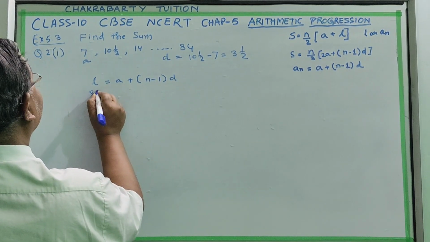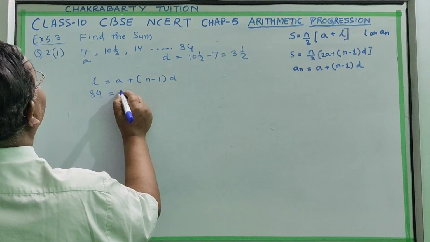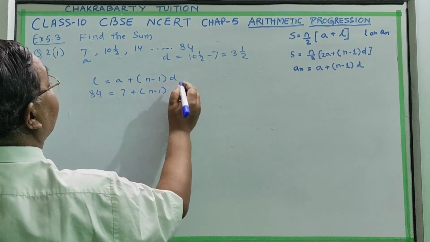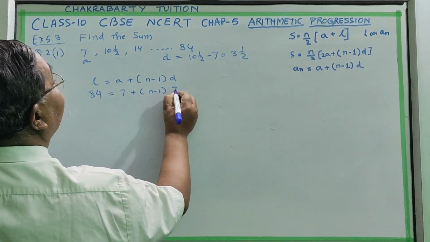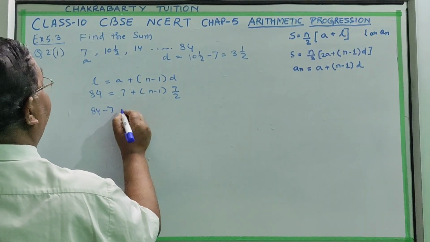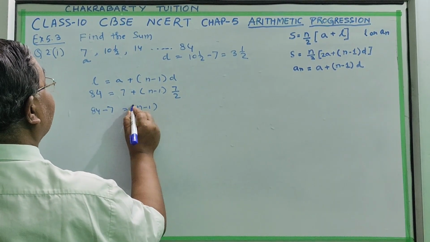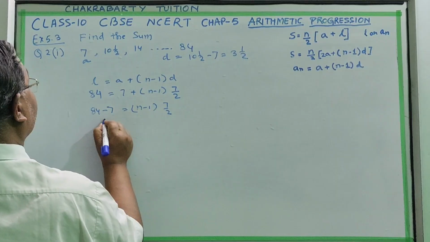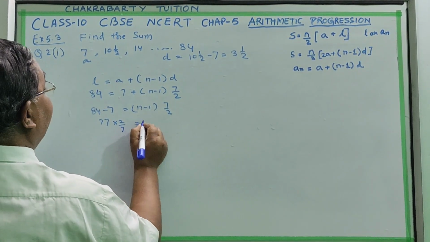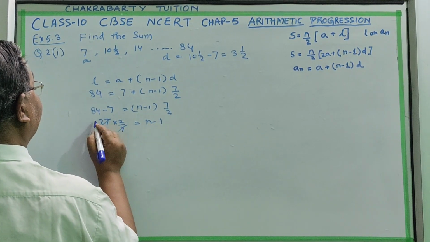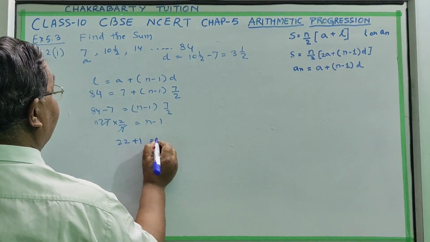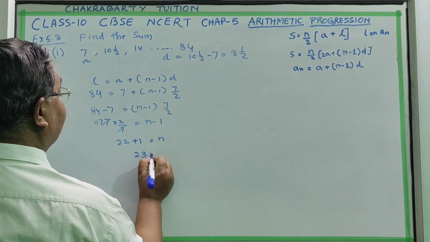L is given, the last number is given. So A is 7 plus N minus 1 and D, and D you have calculated, 7 upon 2. So 84 minus 7 is equal to N minus 1 into 7 by 2. So 77, this figure you take to this side and it becomes 2 upon 7, equal to N minus 1. It will cut, 11 will come, 11 2s are 22, and this 1 goes to this side. So N is equal to 23.